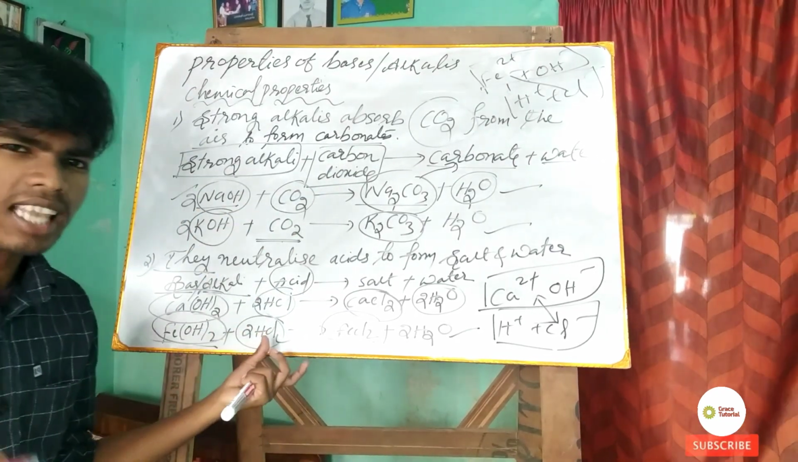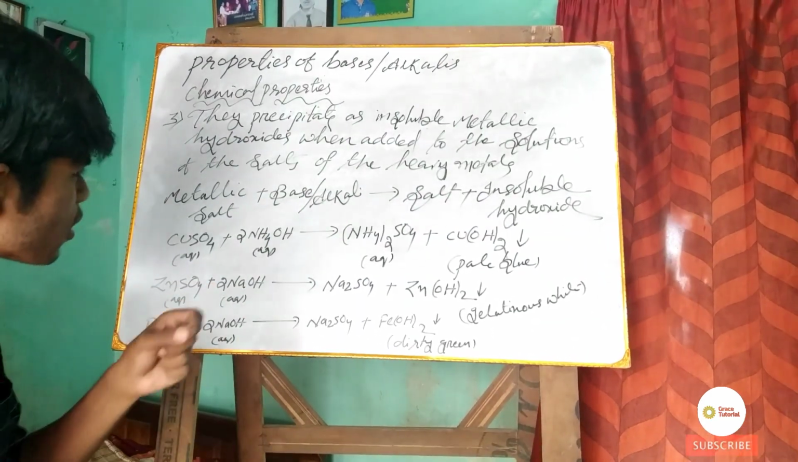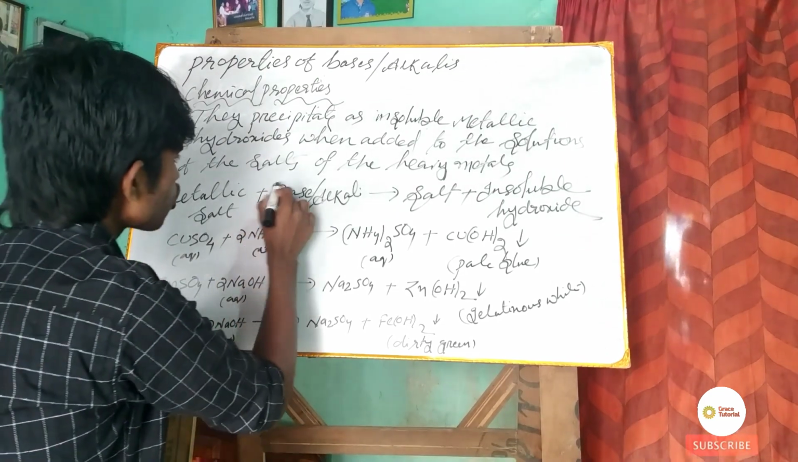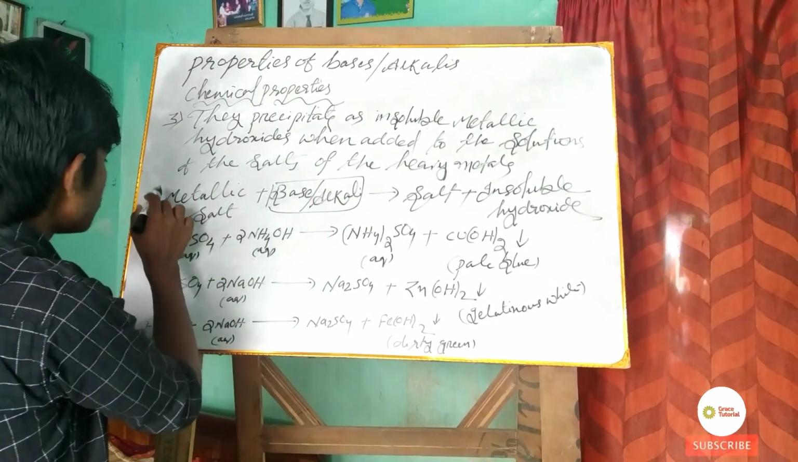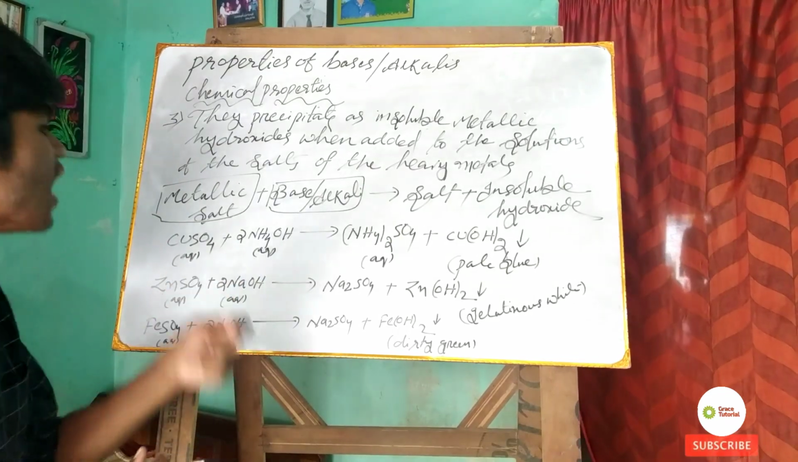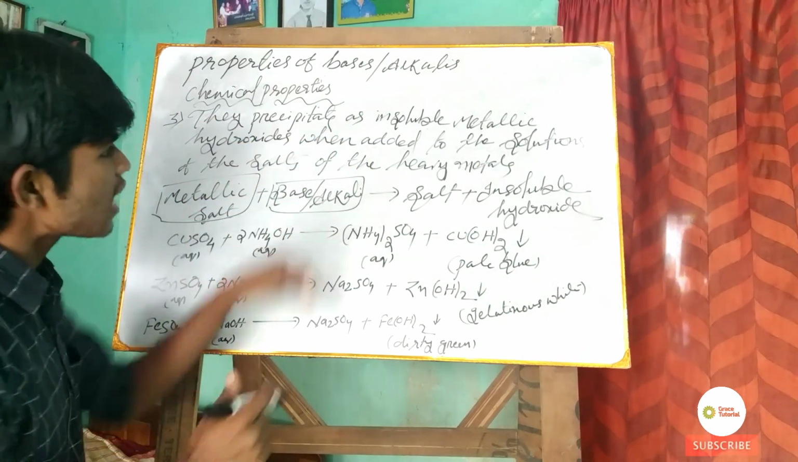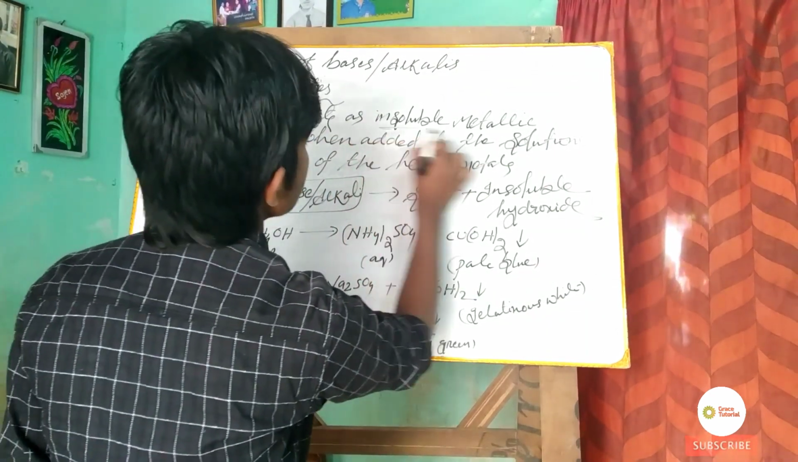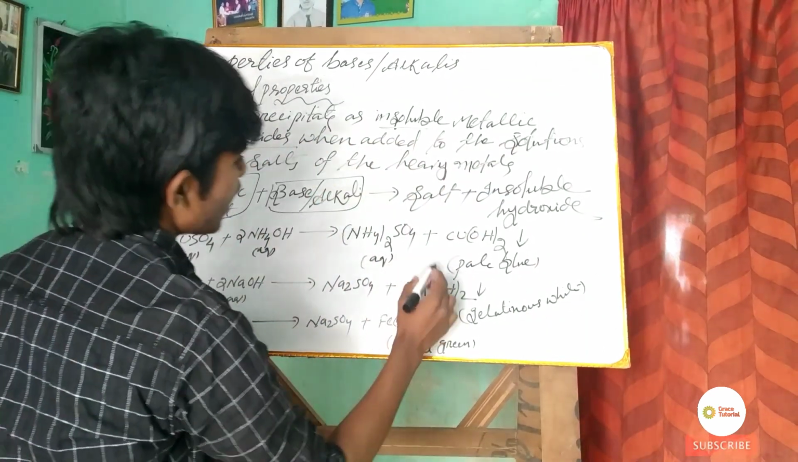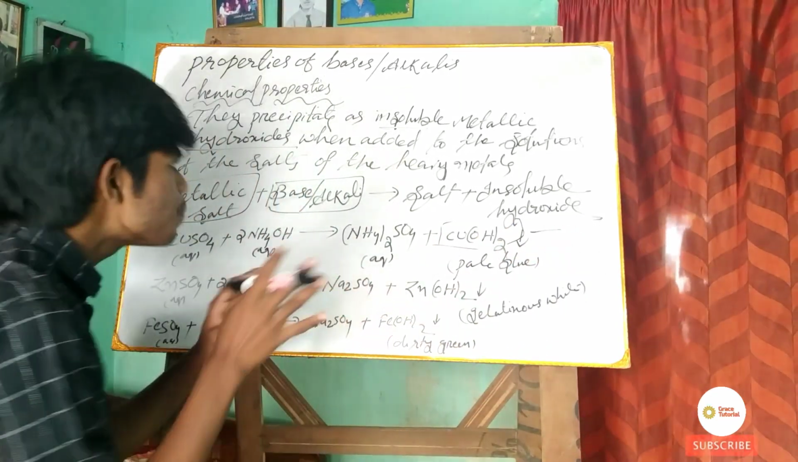Now we will discuss the third chemical property of the bases. Well, the third chemical property says that when the base or alkali reacts with the metallic salt, what happens? They precipitate as insoluble metallic hydroxides. The insoluble metallic hydroxides are obtained and they are the precipitates.